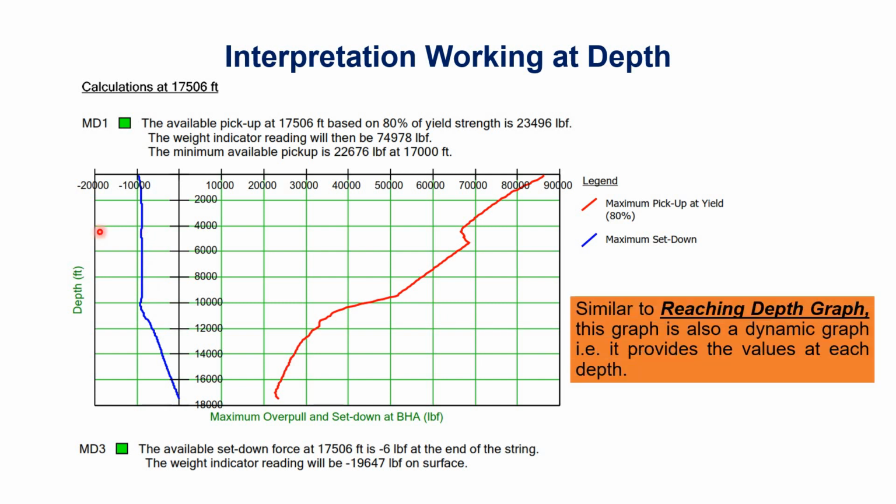Similar to the reaching depth graph, this graph is also a dynamic graph. That is, it provides the values at each depth. We have already discussed that this is a dynamic graph, that it provides the values of the overpull and set down at each depth.